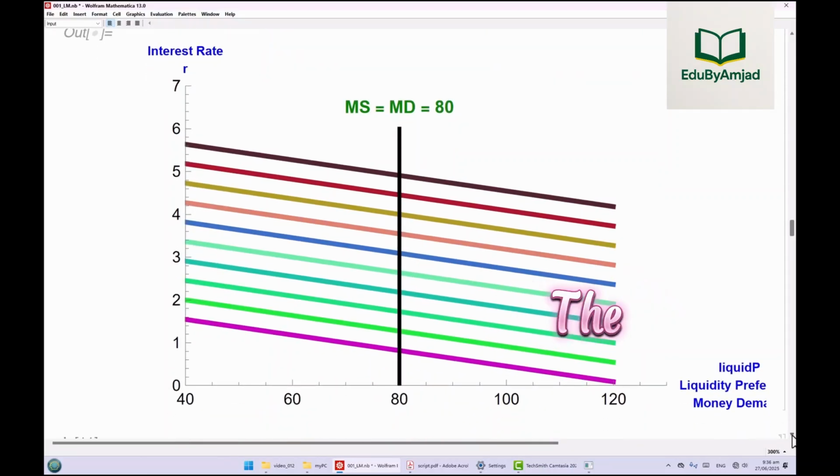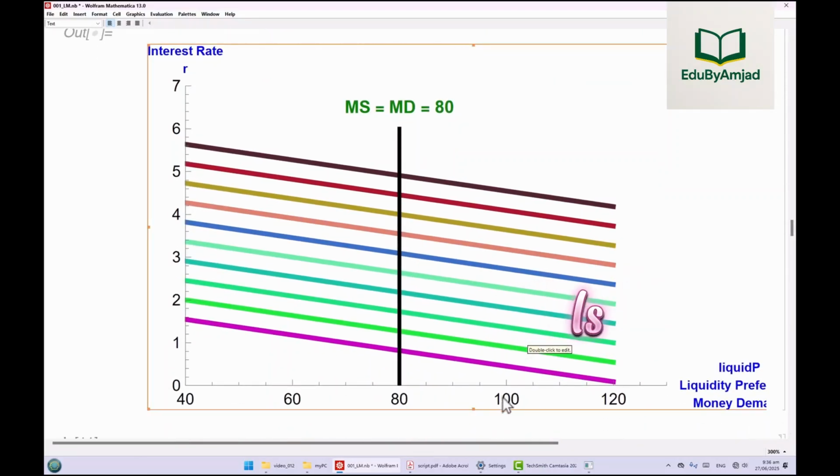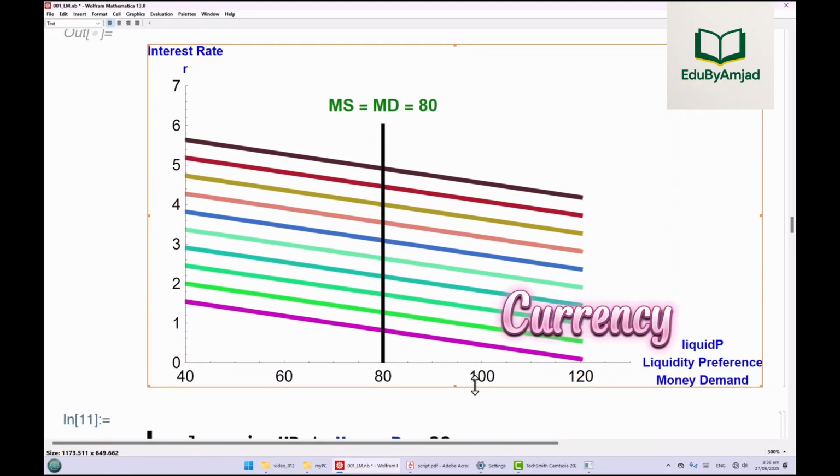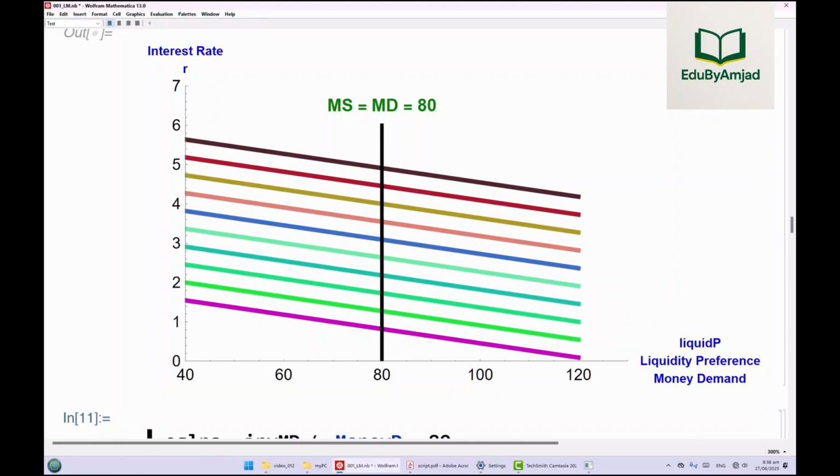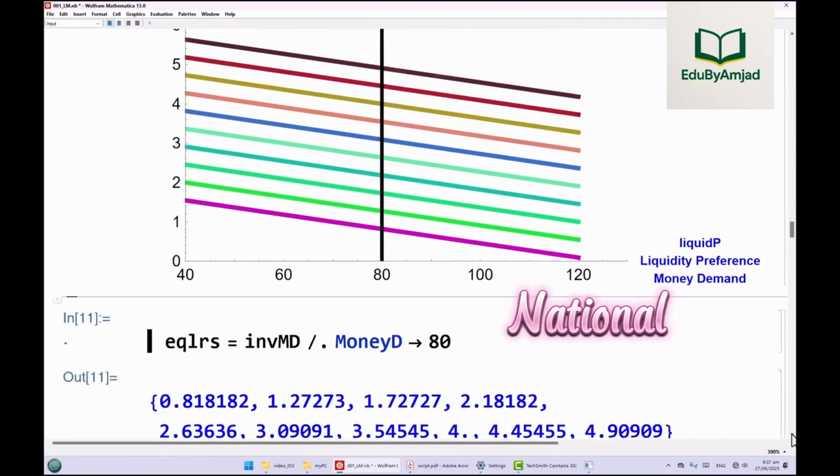Central bank controls the money supply, and we assume it is 80 units of money. Units could be millions or billions of a currency. Here we add graph of money supply vertical line, at the level of 80. It intersects 10 money demand curves, giving us 10 pairs of interest rate and national income levels.